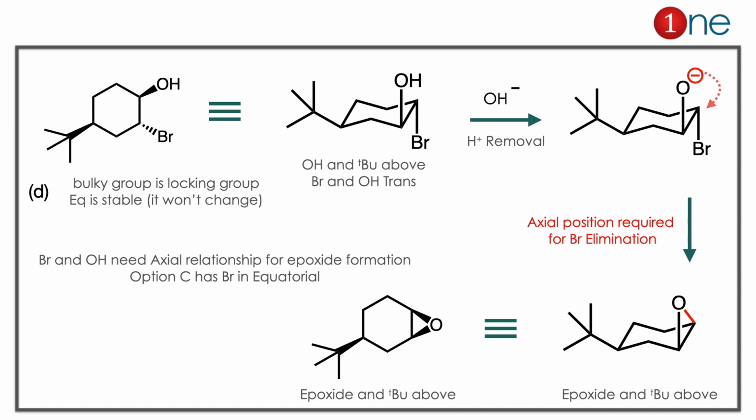D will be the correct answer. Br and OH are above the plane. For epoxide formation, Br and OH must be anti to each other. Then we draw it in cyclohexyl form. So OH is above the plane, syn to tertiary butyl, and Br is anti. Then you are using the base. Base removes the proton. You have the anion formation. The anion attacks the bromine carbon. Bromine leaves. You have epoxide formation. If you redraw nicely, you have the required answer.